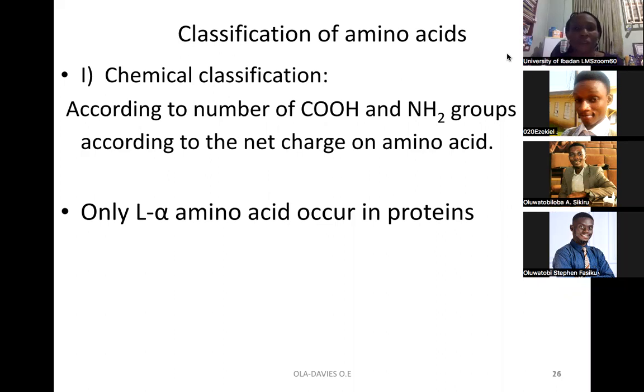I believe before now we have done the introduction class, and we have been able to state our expectations. What are you expected to know after this class? You are expected to know how to classify amino acids based on their chemical classification, the metabolic classification, based on activity, and all those classifications. You will also be expected to be familiar with how to go about the classification and what they do in health and diseases.